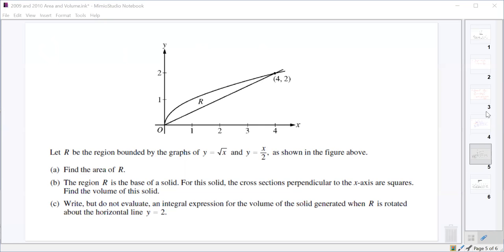Was 15 minutes good, or were you guys just sitting around doing nothing for a while? No, I think that was a reasonable amount of time. All right, then another 15 minutes here for this one, and then we'll go over it. Ready, go.